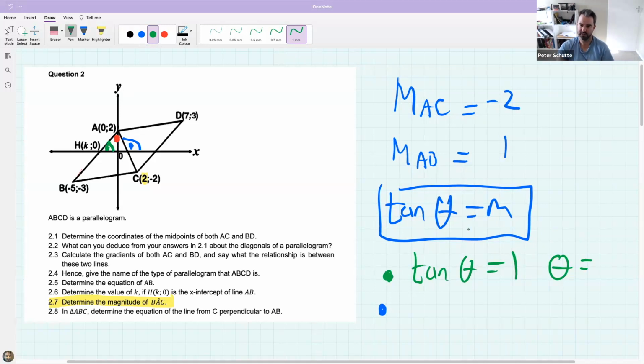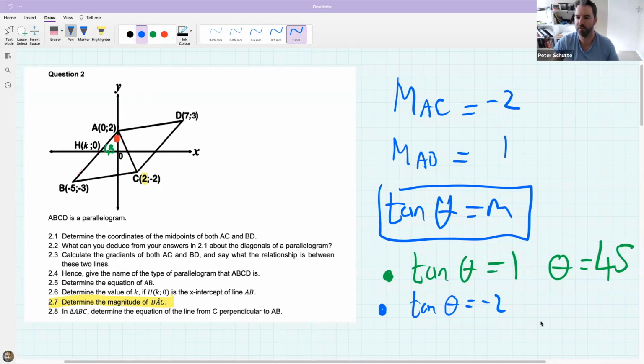So we go shift tan 1, and you should get 45 degrees. And so you now know that that is 45 degrees. But we have to find the blue one as well. Now with that one, we have a choice. There's two different ways of doing it.